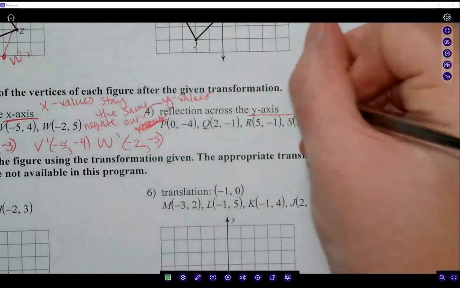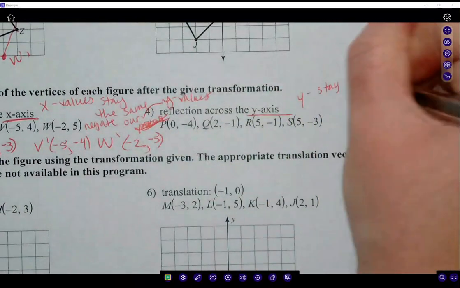Okay. Number 4, it says a reflection across the y-axis. So y stays the same.